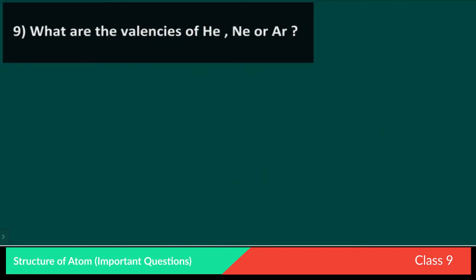Next, now this is an important question. What are the valencies of helium, neon, argon? See, helium's atomic number is 2. So by the rule of duplet, the outermost shell of helium has 2 electrons and it is extremely stable. So it will not tend to lose or gain any electrons in order to attain its stability, right? It is already in its stable state. So it will not tend to lose or gain electrons.